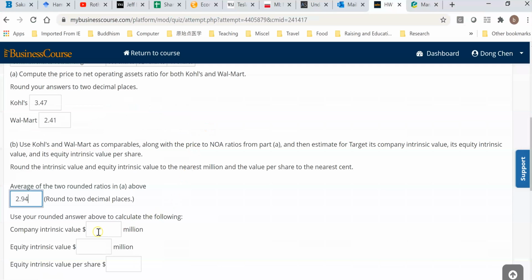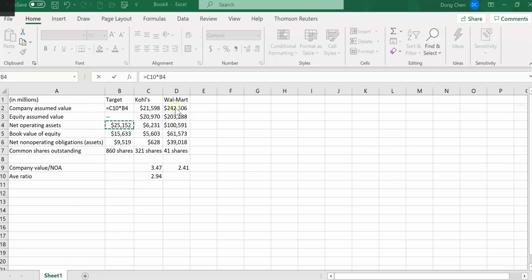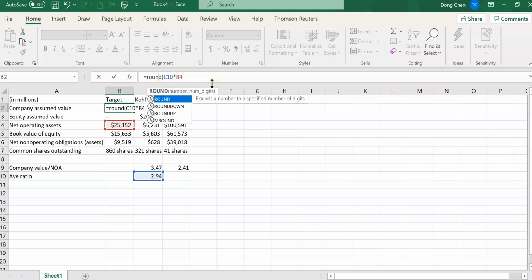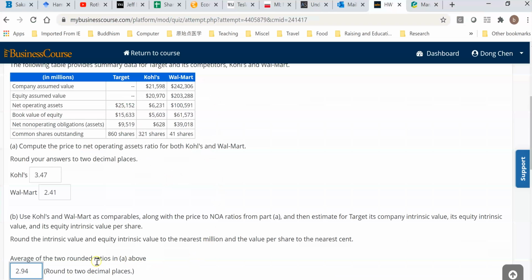And then pay attention to the rounding requirement: round intrinsic value to the nearest million. So the units here should already be in millions, so we just round this to 0 decimal places. All right, so just copy that number back.